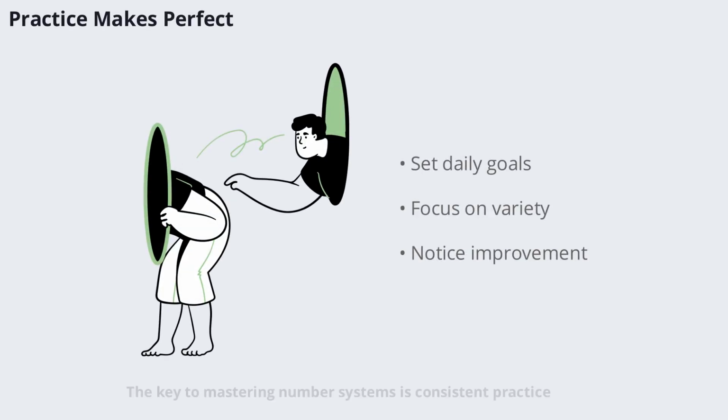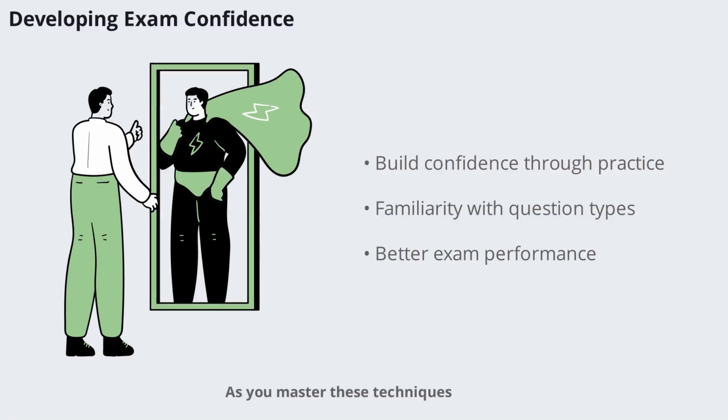The key to mastering number systems is consistent practice. Set a goal to solve a certain number of problems each day, focusing on different techniques. Over time, you'll notice patterns and shortcuts becoming second nature, making you faster and more accurate. As you master these techniques, your confidence in tackling number system questions will grow.